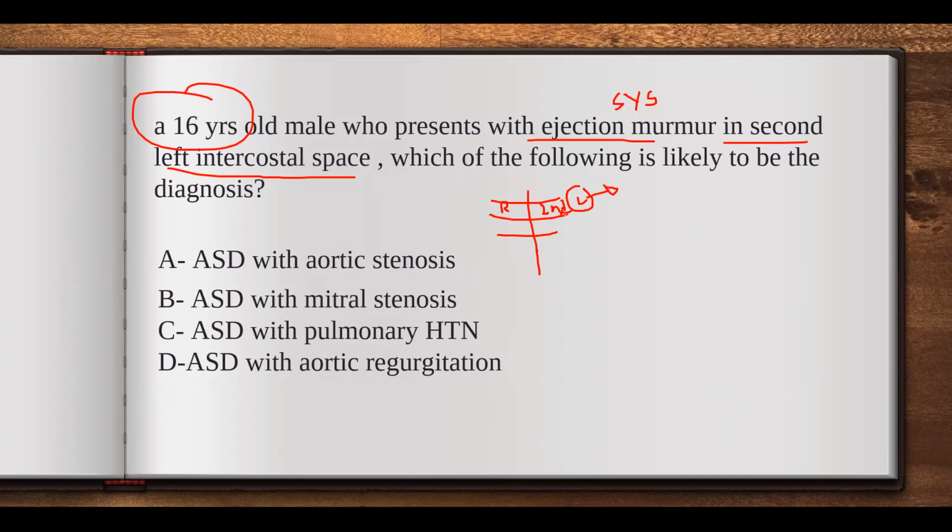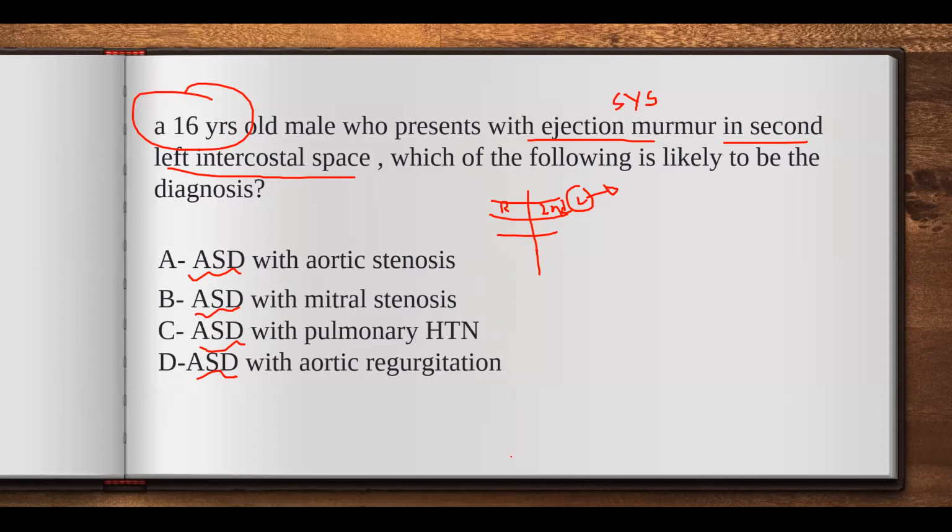If you just remember that point, you will get the answer. Now look here. A couple of other pieces of information are given: it's an ejection systolic murmur, so you need to know what causes an ejection systolic murmur. The important thing is that all the options have ASD. That means this patient obviously has ASD. There is no way this patient can't have ASD because all the options include it. So this ASD is actually causing this ejection systolic murmur in the second left intercostal space.